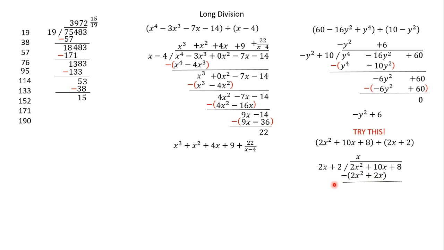We're subtracting. So we do that. We end up with 8x. We bring down the 8. 2x times what equals 8x? Well, 2 times 4 equals 8. So we have plus 4. Multiply and subtract. And we get 0. So our answer should just be x plus 4.